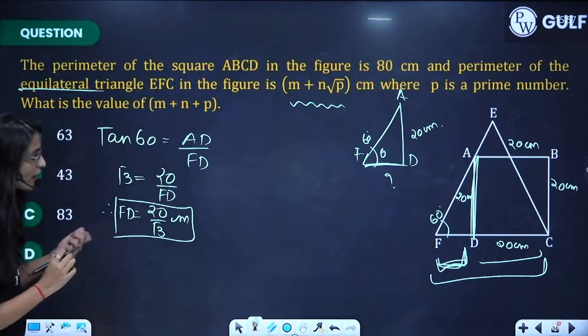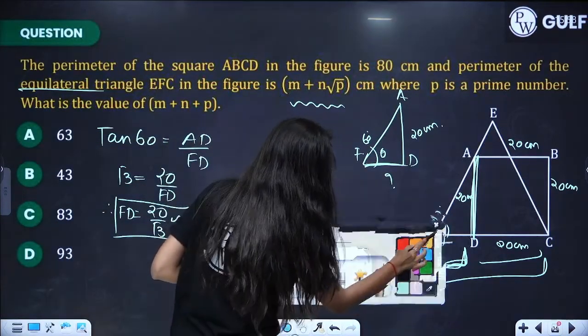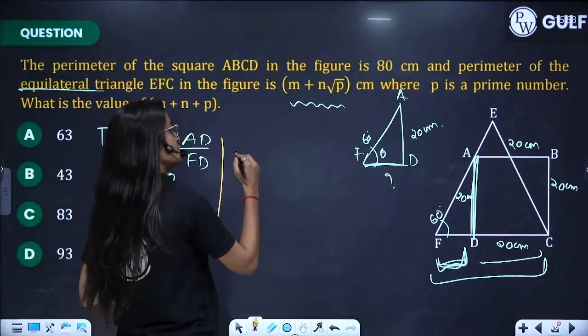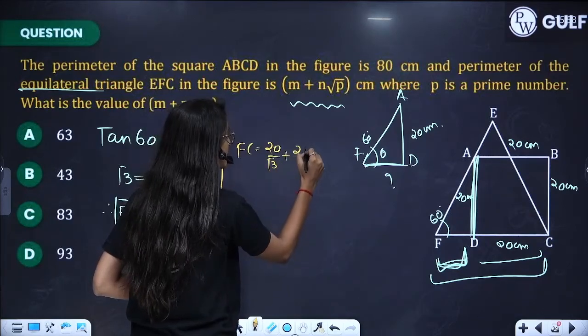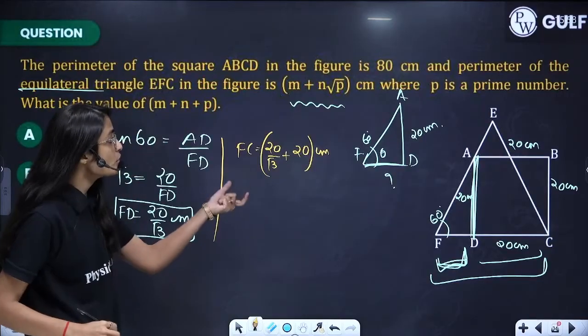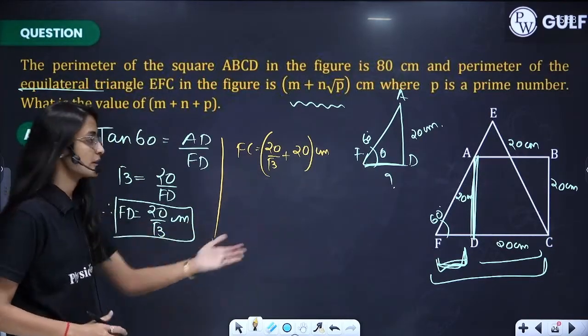Okay, now you have FD, you can easily substitute to find the length of the side of the triangle. So FC is equal to 20 by root 3 plus 20 centimeter, right? Now you have to find the perimeter. That means this side will be repeated 3 times.